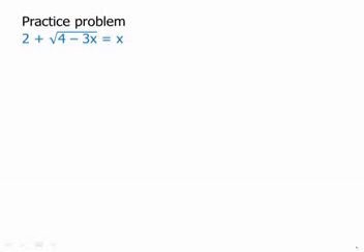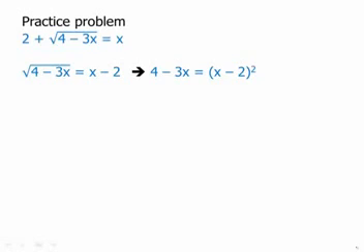Okay, so we do not have the radical by itself. So the very first thing we have to do is subtract that 2 from both sides. So we get the radical, 4 minus 3x equals x minus 2. Now we can square both sides. And of course we get the square of the difference, the square of that binomial, and that expands out to x squared minus 4x plus 4.